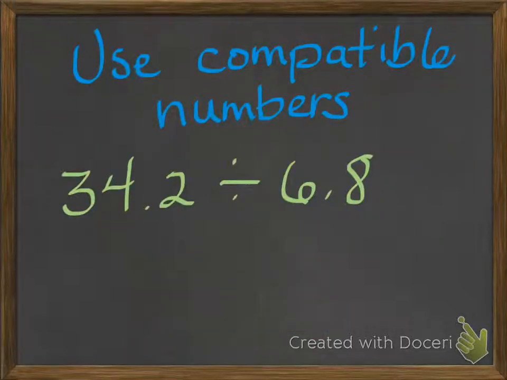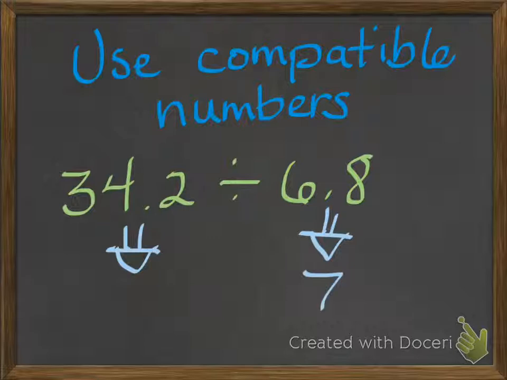So let's try something else. Let's use some compatible numbers to divide. So here we've got 2 decimals, 34.2 divided by 6.8. So I'm going to just change these to some compatible numbers. I'm going to start with the 6.8. I'm going to just round that up to 7. Remember, when we use compatible numbers, when we divide, let's look for some multiples of 7.